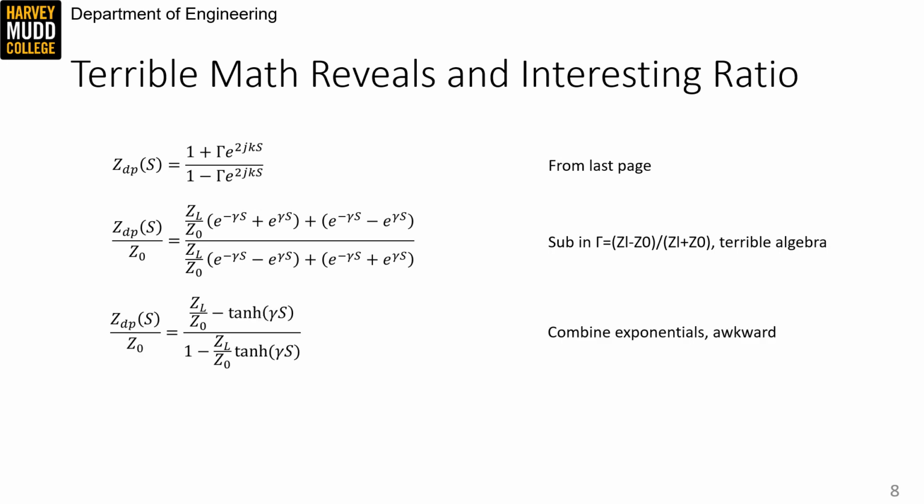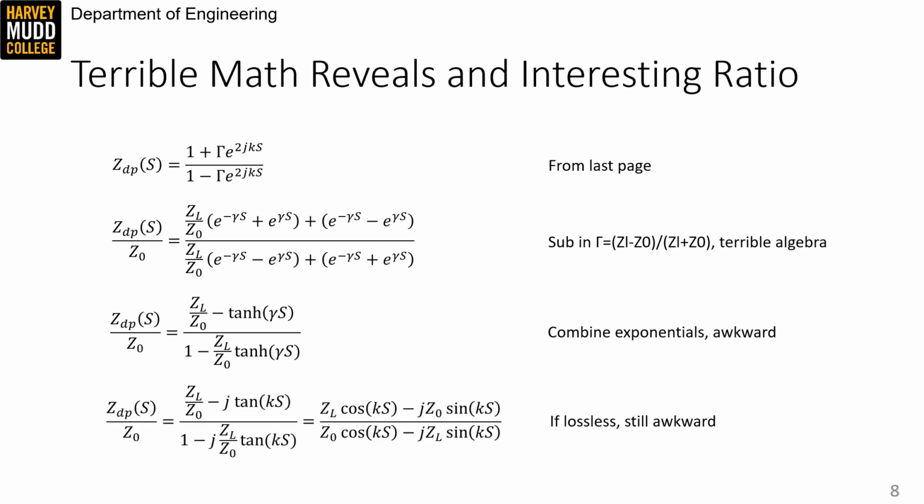Second, we're going to combine the complex exponentials into hyperbolic tangents, which gives us a general expression for the normalized ZDP. One of the cool things about this derivation is that it works for lossy lines, and you'll notice that this expression depends on gamma rather than just the wave number. However, the expression for lossless lines is somewhat easier to deal with. You can see from the combination of sines and cosines in this final expression that we'll be tracing out some kind of circle in the z-plane as s is increased.